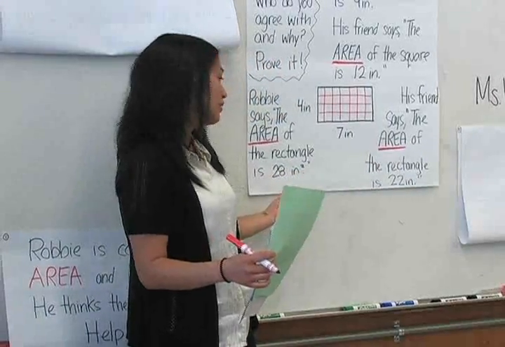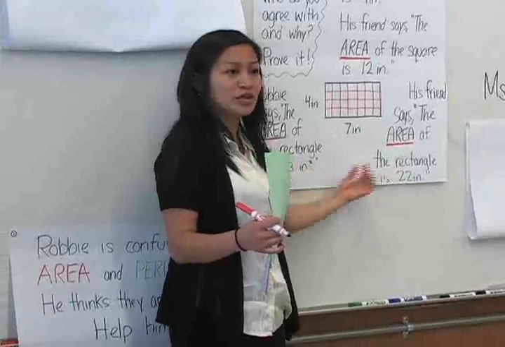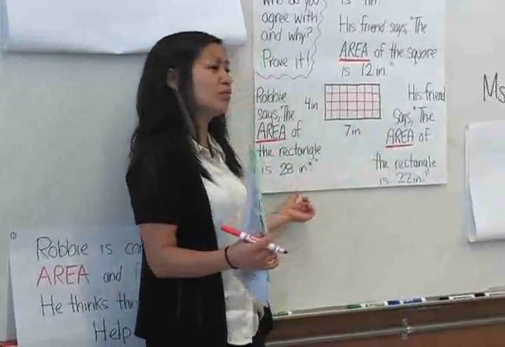Can you talk about the difference between that with your partner? What do you think his friend was doing, and what was Robbie doing? Okay? So talk about that with him, about the label.